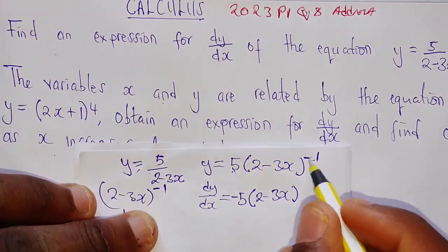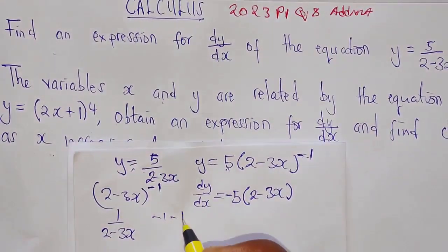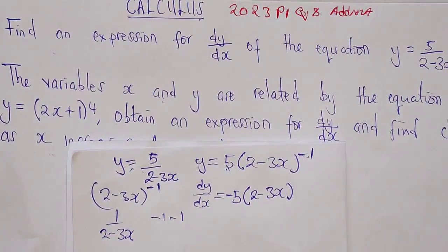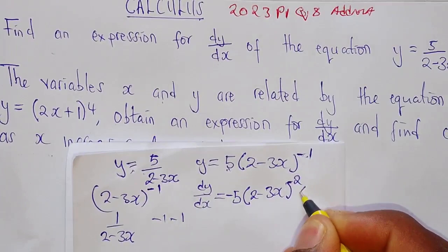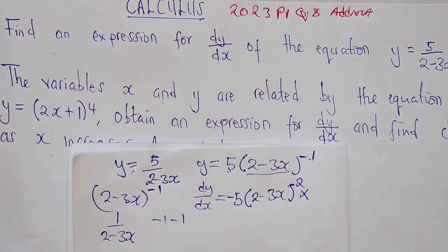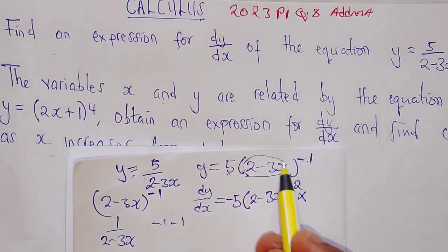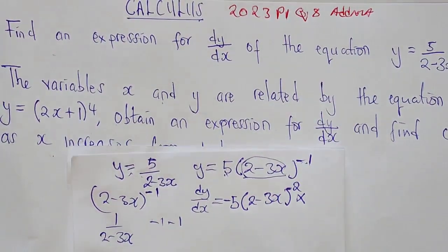The power, negative 1, will reduce by 1, so we have negative 1 minus 1. When you are dealing with the same sign, you simply add, so here we have negative 2. Then we multiply by the derivative of what is inside. So we also need to differentiate these particular terms inside, 2 minus 3x.